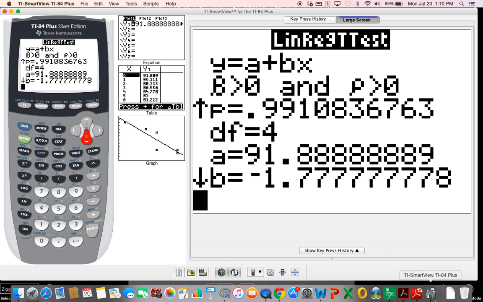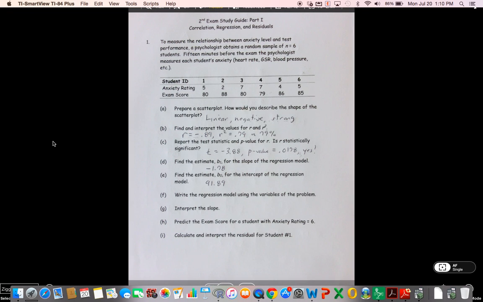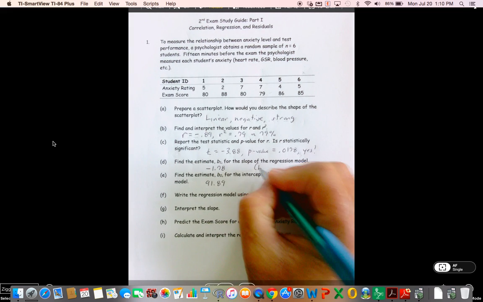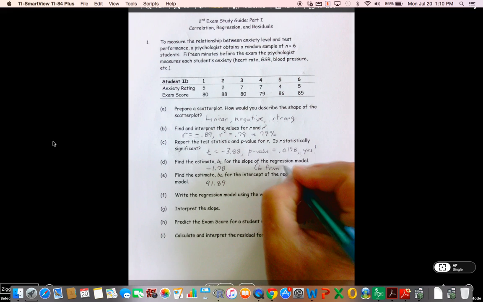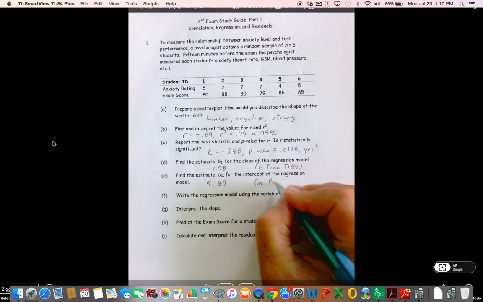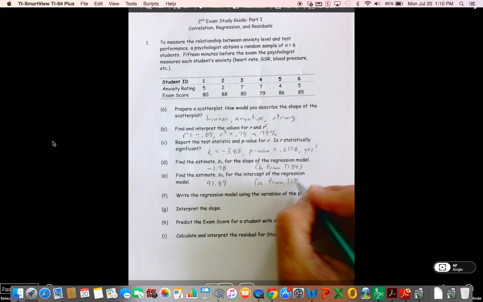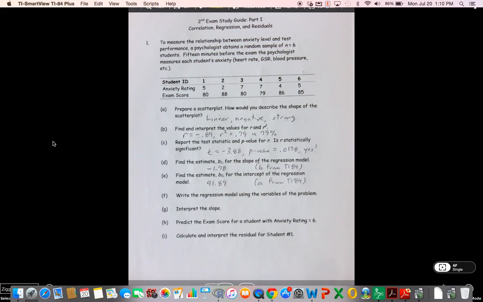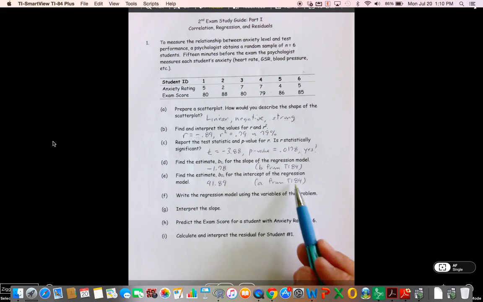So what I have done over here is I've written those two values. The estimate B1 for the slope is the b from your calculator, and this is the a from the calculator. It could be, again, an 83, 84. TI-82s even work.